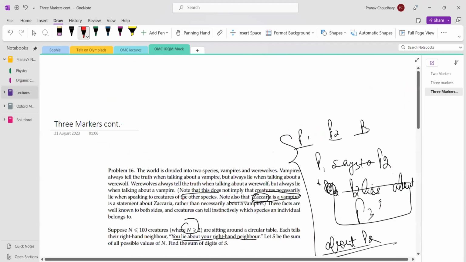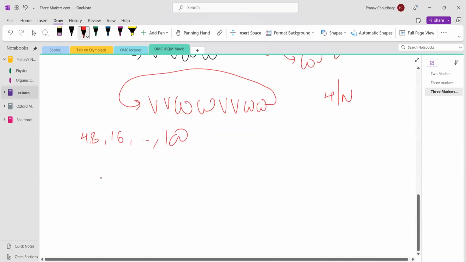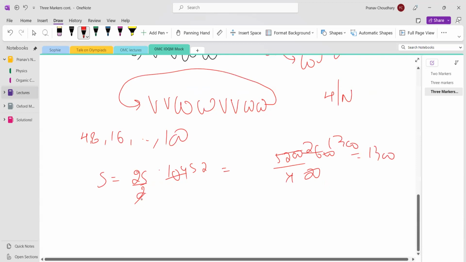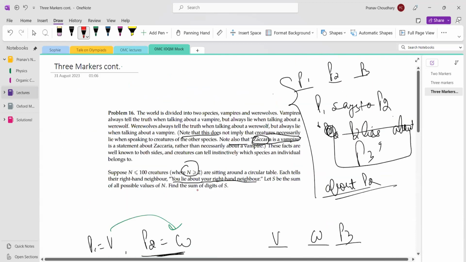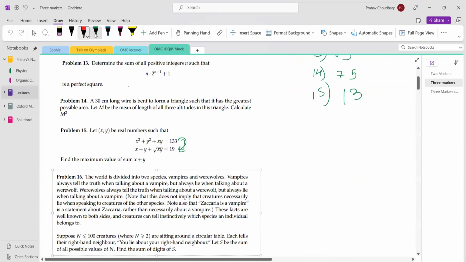So now, what are we asked? S be the sum of all possible values of N. So S will be N by 2 into A plus L, which is 104. So it is 52, which would be 5200 divided by 4, 2600, 1300. So S is 1300. We have to find the sum of digits of S, which is 4. So the answer to this problem, 16, is 4.